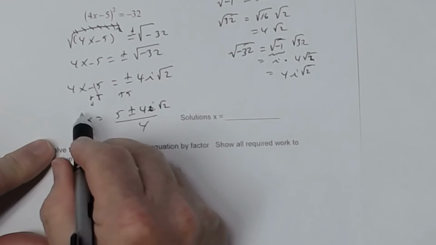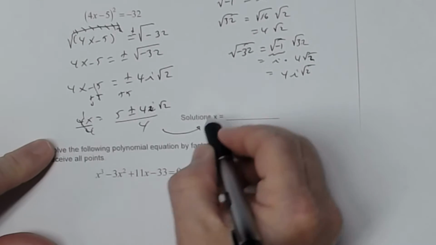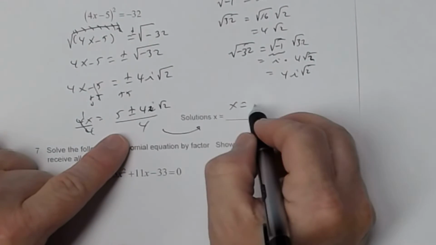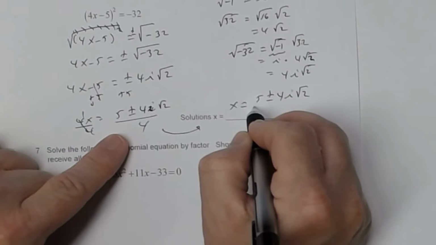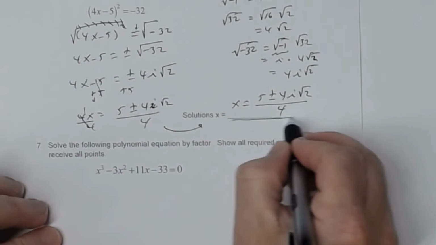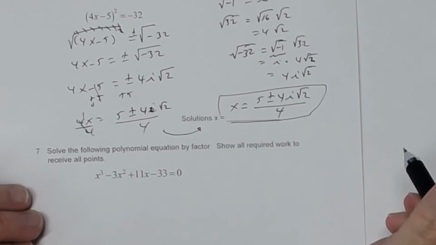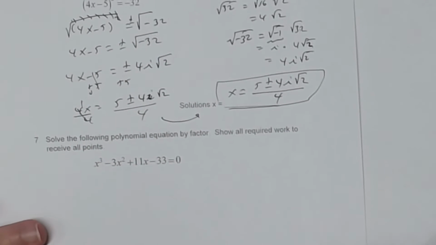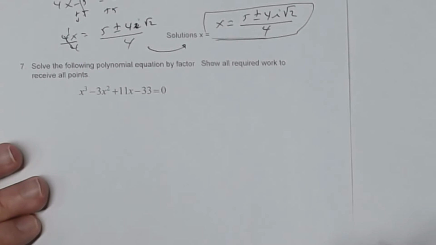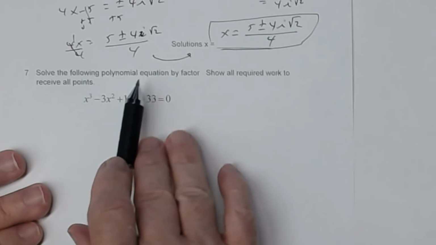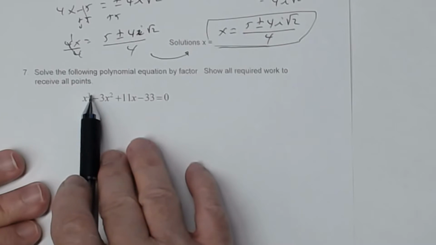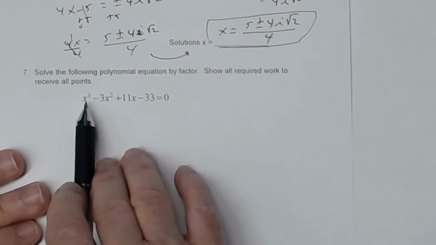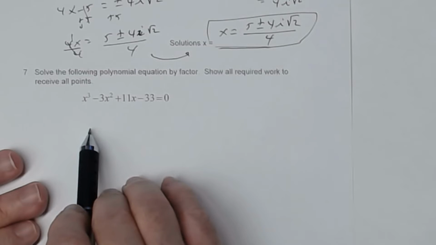Just like this. So you get x equals 5 plus or minus 4i square root of 2, all of that being divided by 4. All right, so that was number 6. All right, number 7, you want to solve this polynomial equation by factoring. In particular, this polynomial equation, if you look at the larger exponent, which is 3, is a cubic equation.